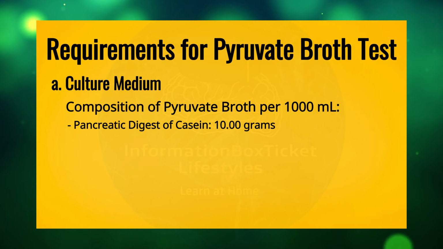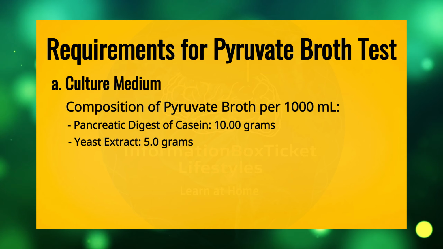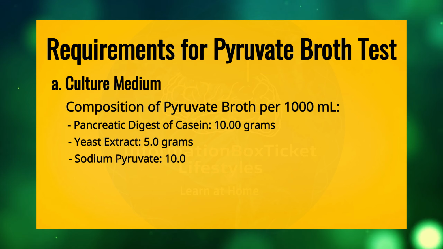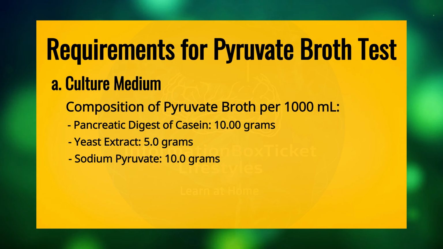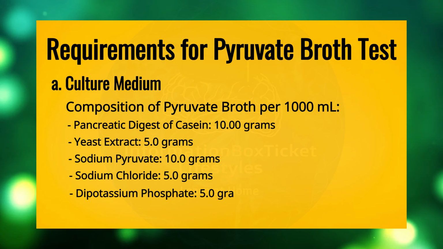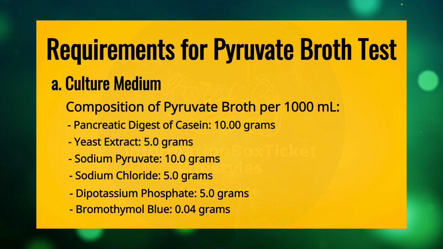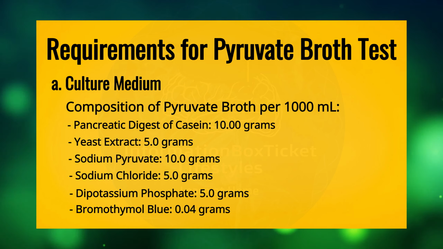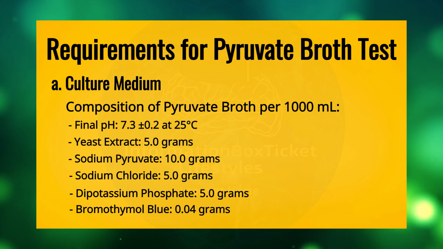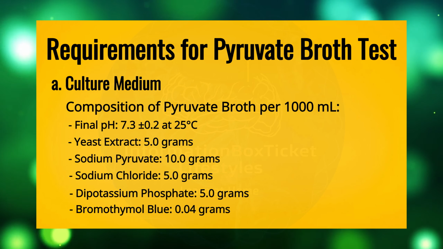Pancreatic digest of casein, 10.00 grams. Yeast extract, 5.0 grams. Sodium pyruvate, 10.0 grams. Sodium chloride, 5.0 grams. Dipotassium phosphate, 5.0 grams. Bromothymol blue, 0.04 grams. Final pH, 7.3 ± 0.2 at 25 degrees C.